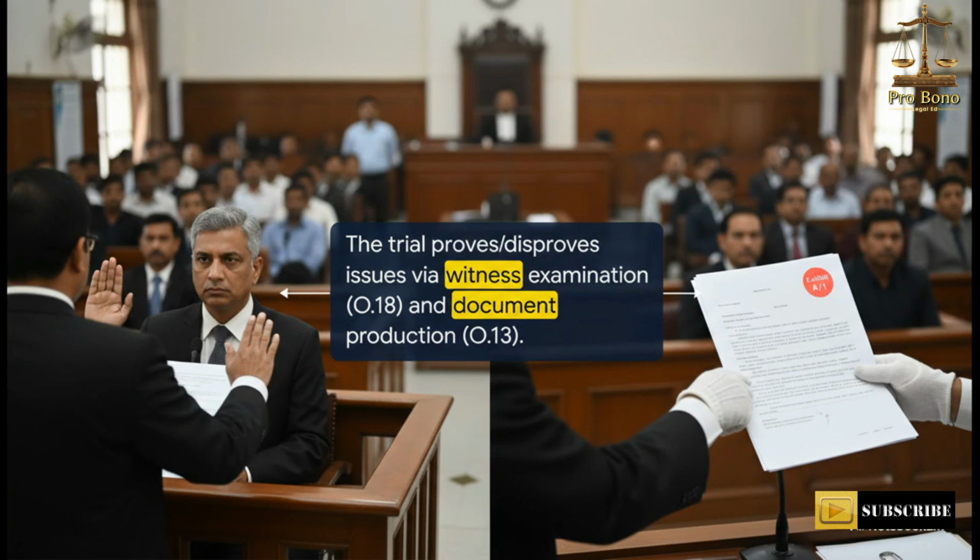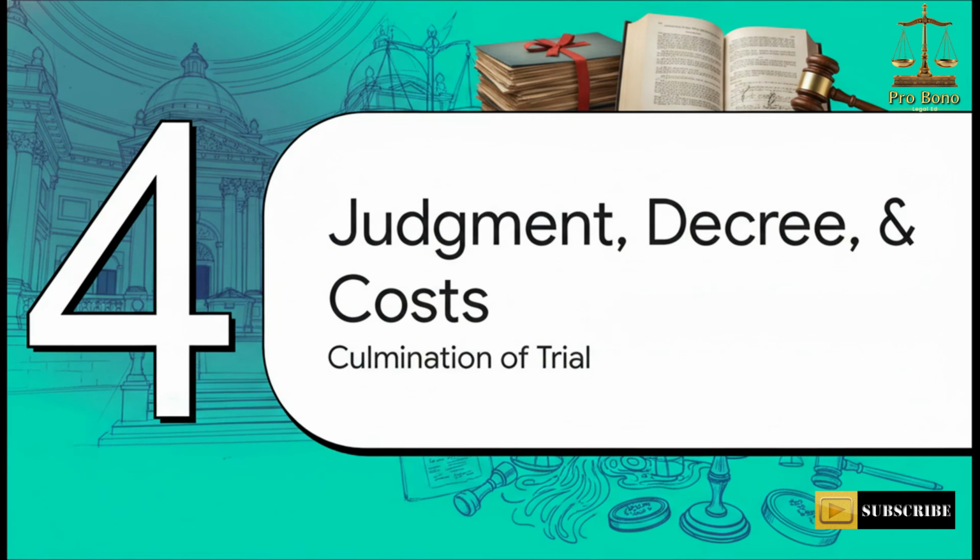The trial itself is simply the process of proving or disproving these framed issues. This is conducted through the examination of witnesses, a procedure meticulously governed by Order 18, and the production and marking of documentary evidence under Order 13. The entire evidentiary phase is anchored to those issues framed by the court. Following the conclusion of the trial, the court delivers its decision. This decision is formally expressed and then executed through two distinct instruments, the judgment and the decree.